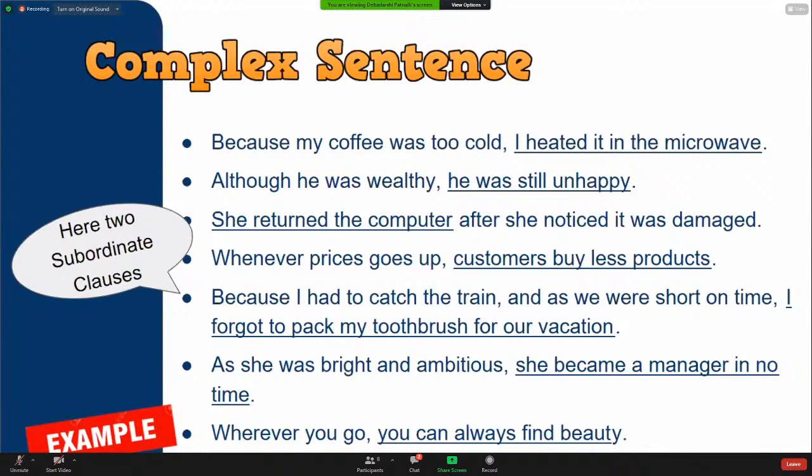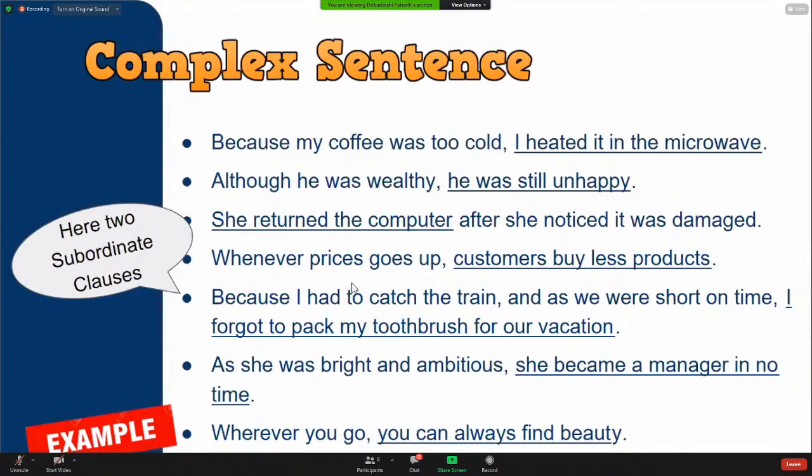Okay. So what are the subordinate clauses? What are the dependent clauses? Because I had to catch the train. This is one. And also, because we were short on time. Time कम था. Short on time means there's a less amount of time. Okay. Excellent. There are two things there. So I forgot to pack my toothbrush for a vacation.